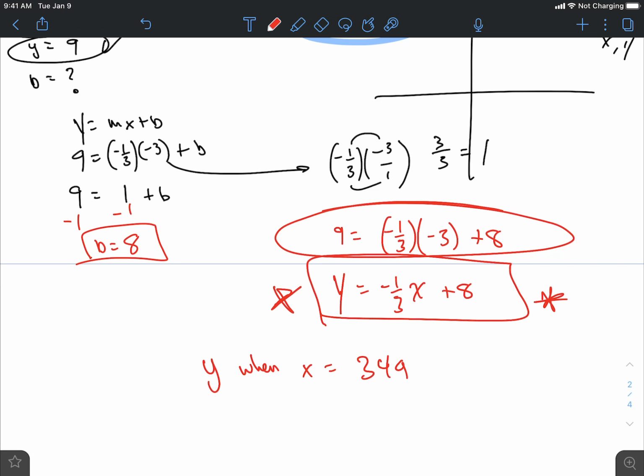Yeah, Aaron? If you can find the equation using a different method, will you mark it wrong? No, depends what the method is. What did you do?